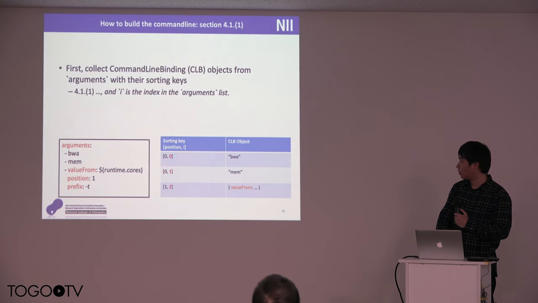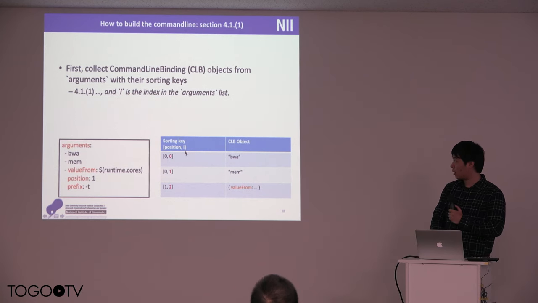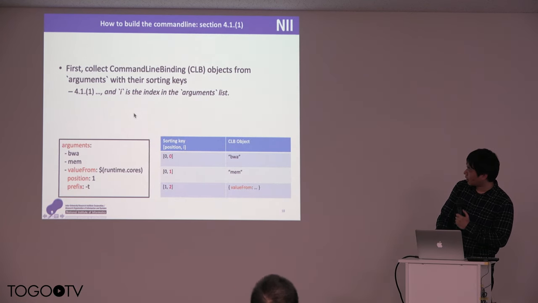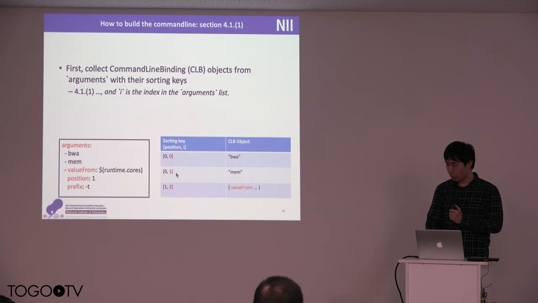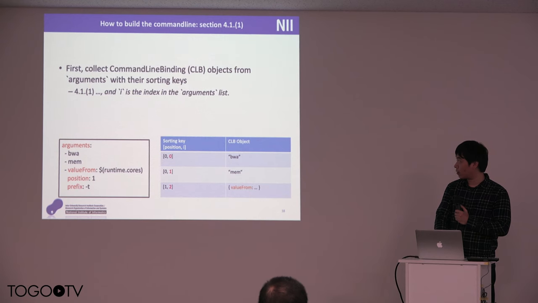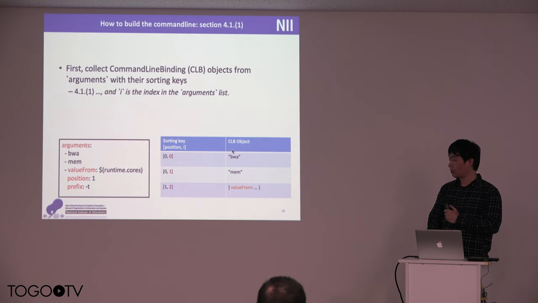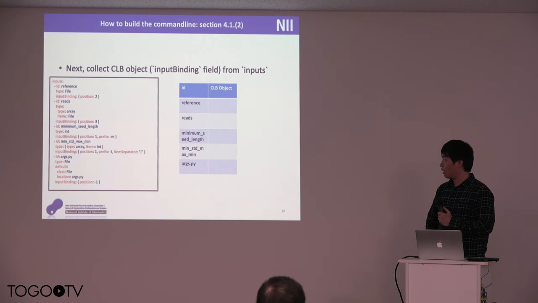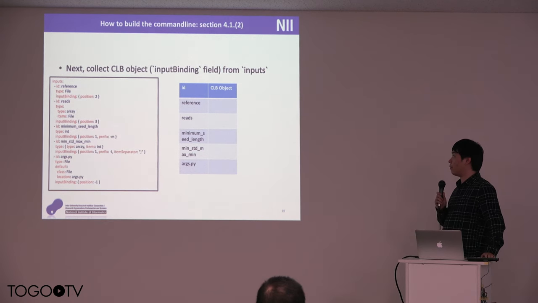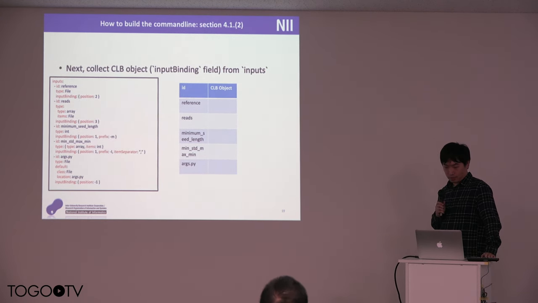And also, here is another sorting for tie break. And in the spec, as described like this, in this case, the ID is used for tie breaking sorting keys. Okay, so now we can collect the CLB object for argument fields. So as a next step, we have to collect the CLB object for input schema in a similar way.